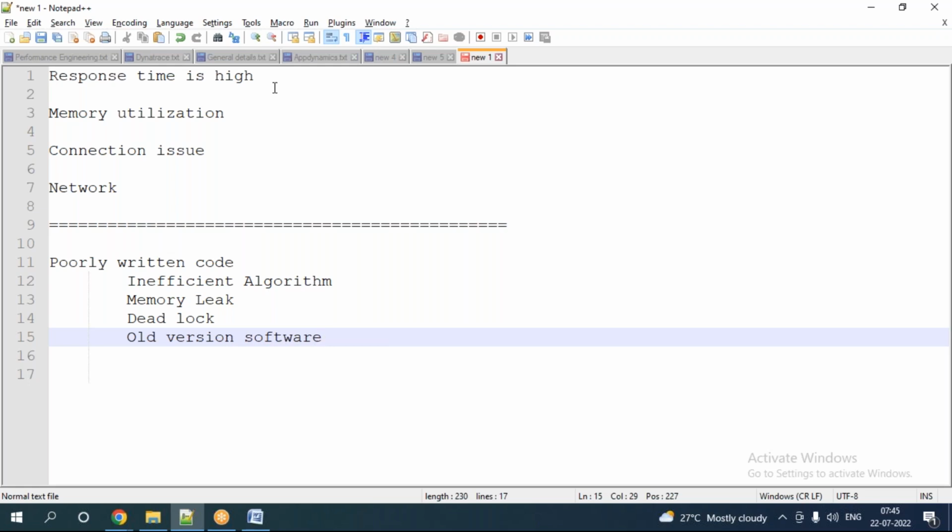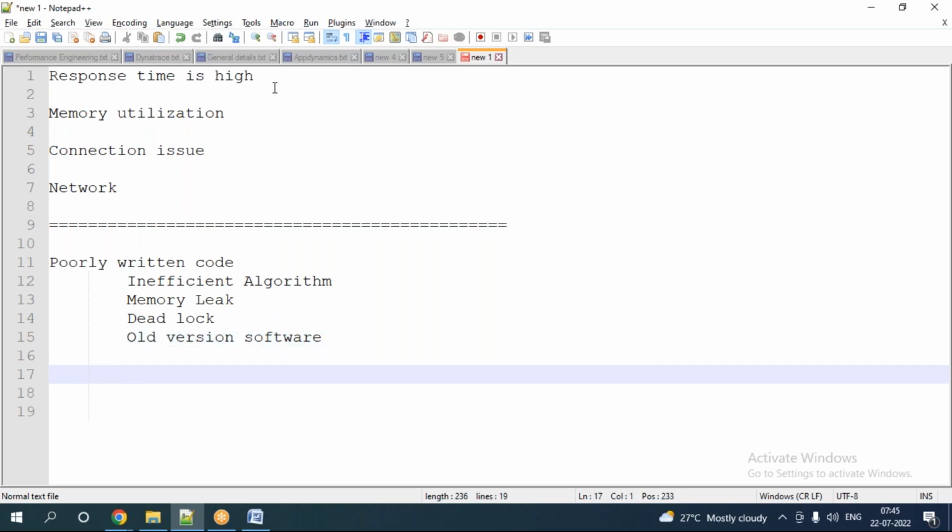Okay, poorly written code. It may be a memory leak that is actually happening. It may be a deadlock that is actually happening. It may be an old version of software that we are using currently. Okay, and you may be having a database related problem.